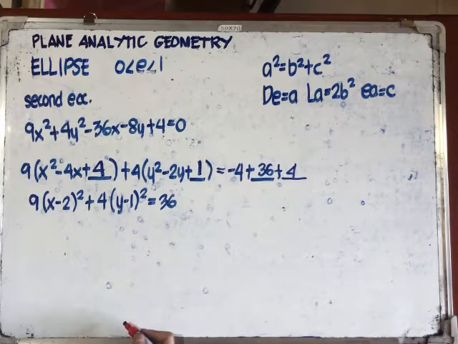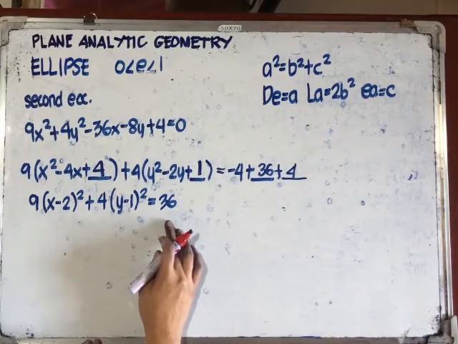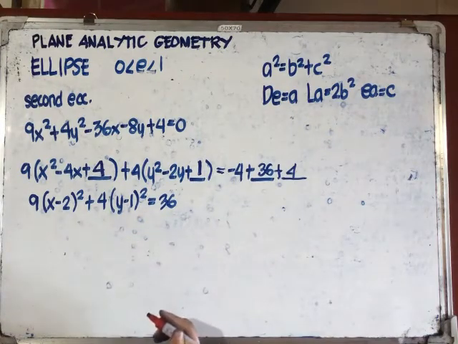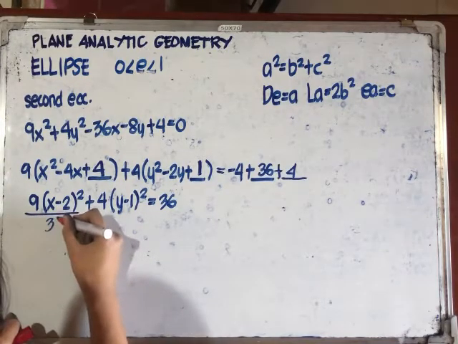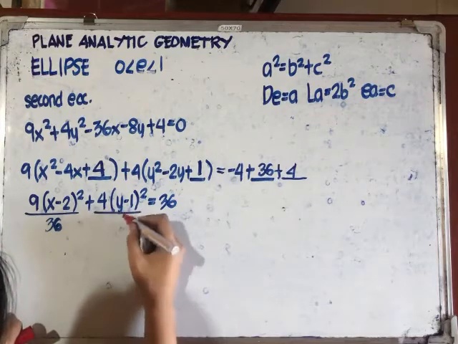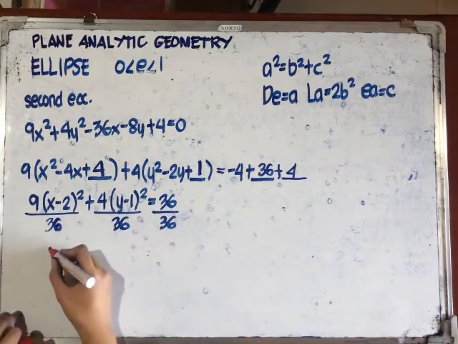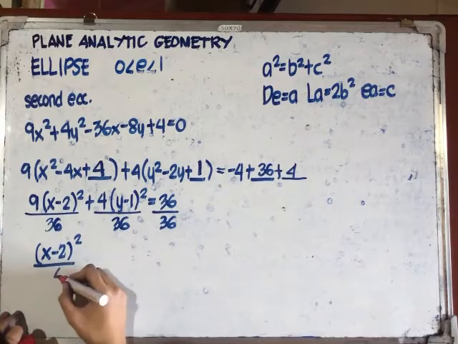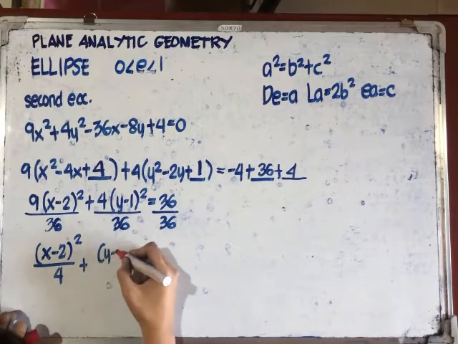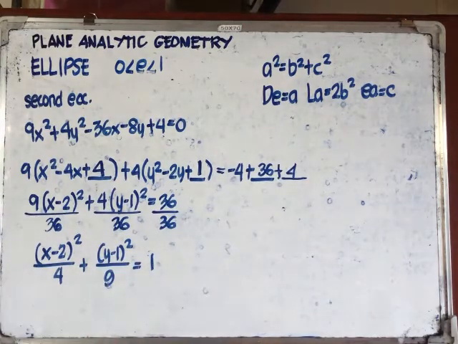So, anong mangyayari dito ngayon? Yan. Di ba ang standard form ng ellipse, dapat naka-equal to 1 tayo dito. Tama? So, magdi-divide tayo ngayon ng 36 on all sides. Okay, so dividing everything by 36, we will have (x minus 2) squared over 4 plus (y minus 1) squared over 9 is equal to 1. So, nasa standard form na tayo ngayon ng ating ellipse.